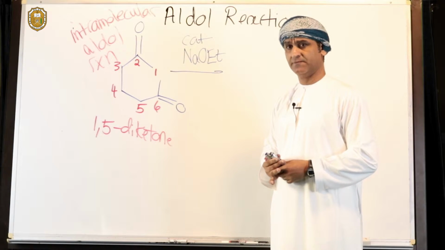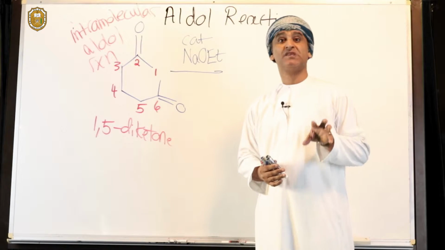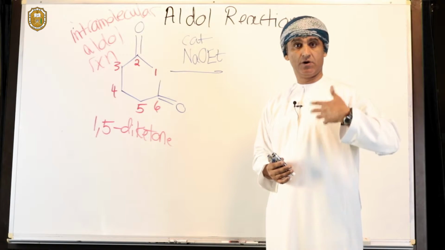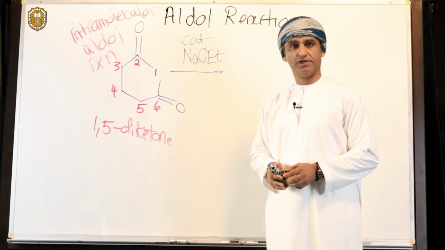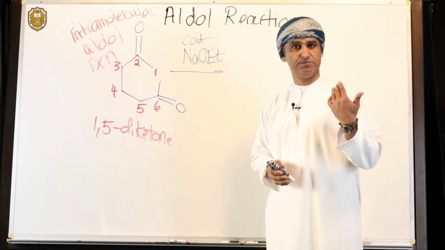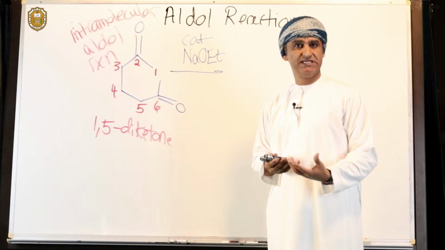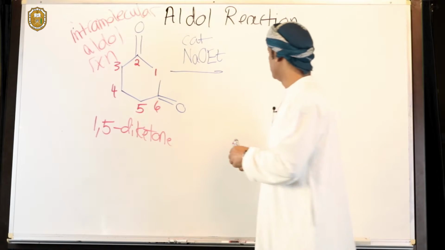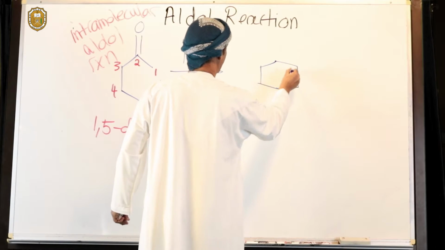unsaturated carbonyl compound. But clearly here, since we have now a 1,5-diketone, the ring size will not be the same as before. Now the ring size here should be 6, because we start with a 1,5-diketone. Before, we took a 1,4-diketone as an example, and we ended up with an enone of ring size 5. Now, if we take a 1,5-diketone, then we should get cyclohexenone. So this should be the final product.